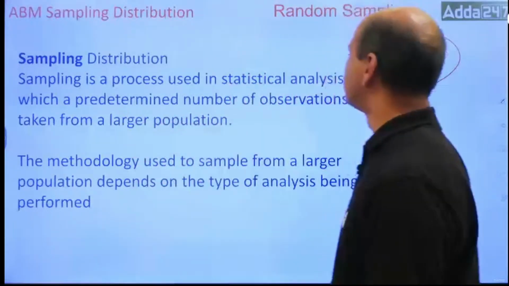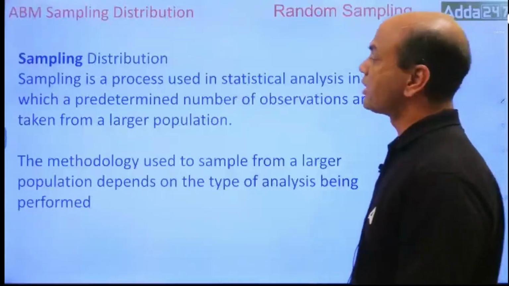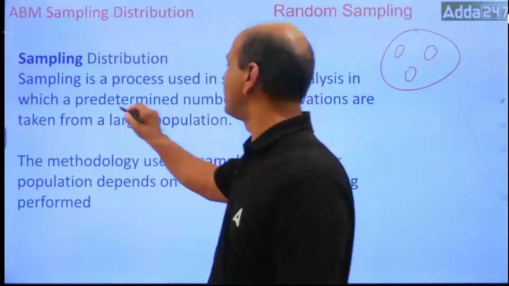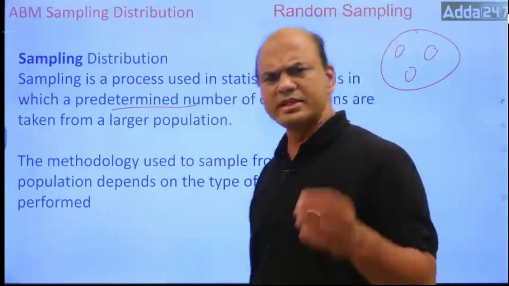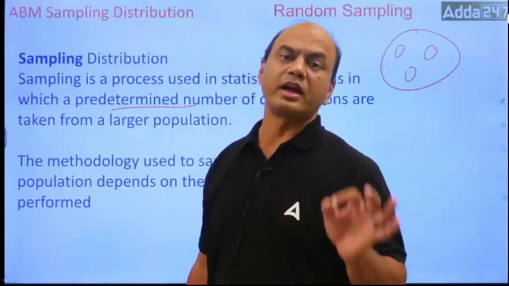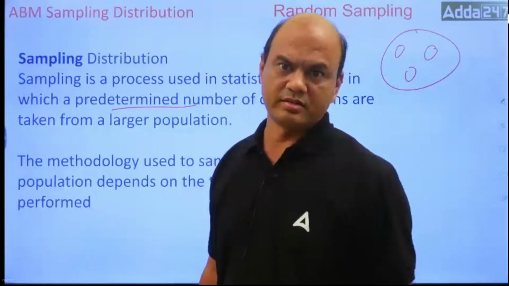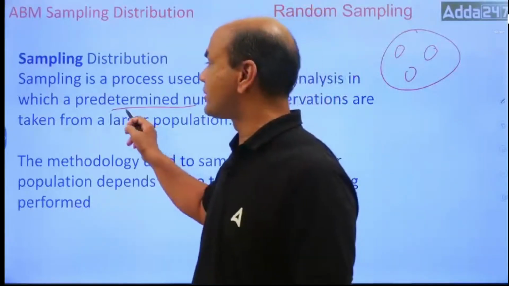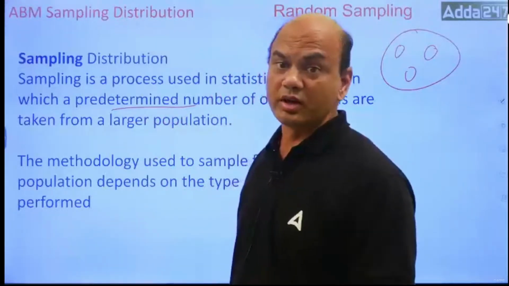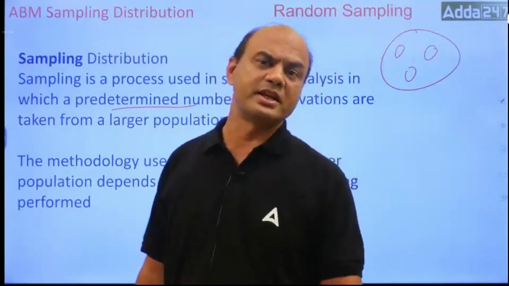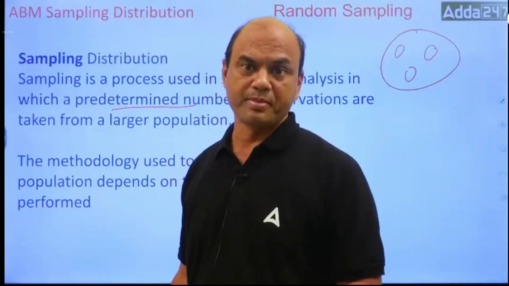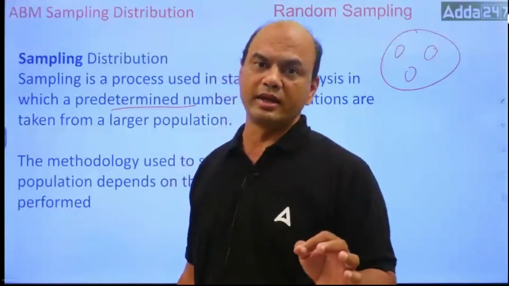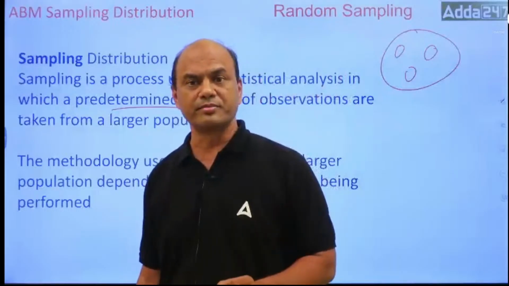Sampling is a process used in statistical analysis in which a predetermined number of observations are taken from a large population. See this. Predetermined number means initially I'll decide that I have to take 100 samples from each state. I've decided 100 samples from each state. So that is known as a predetermined number. It's not that I'll do it haphazardly, some state this much, some state that much. No. Either I'll decide the number or I'll decide some other rule here. It's not compulsorily the number.